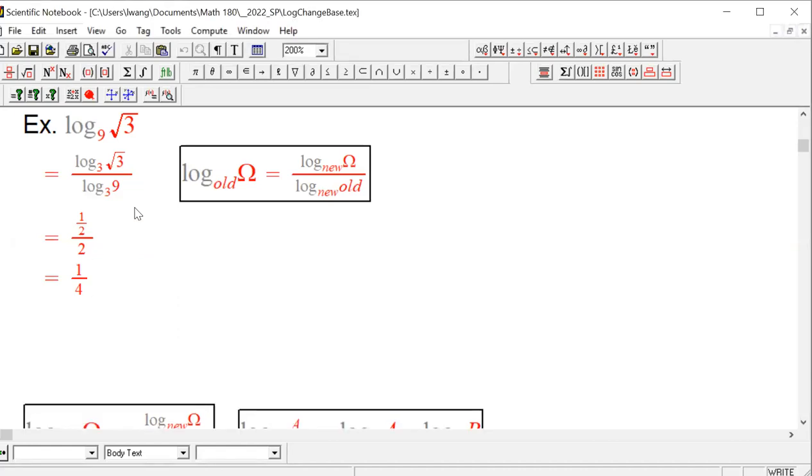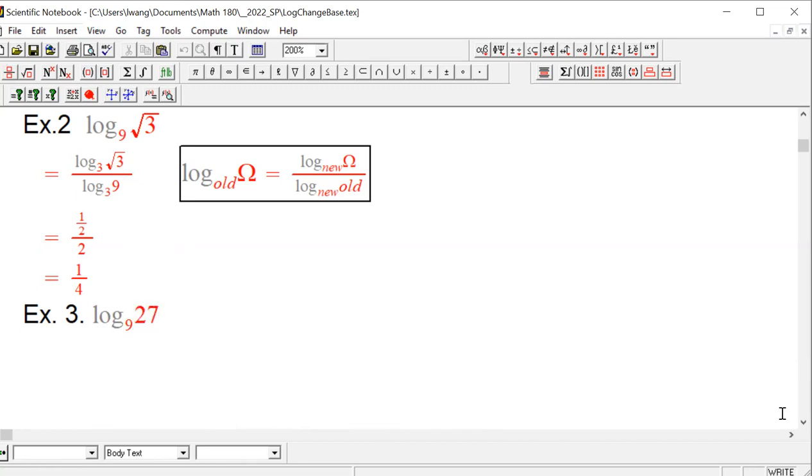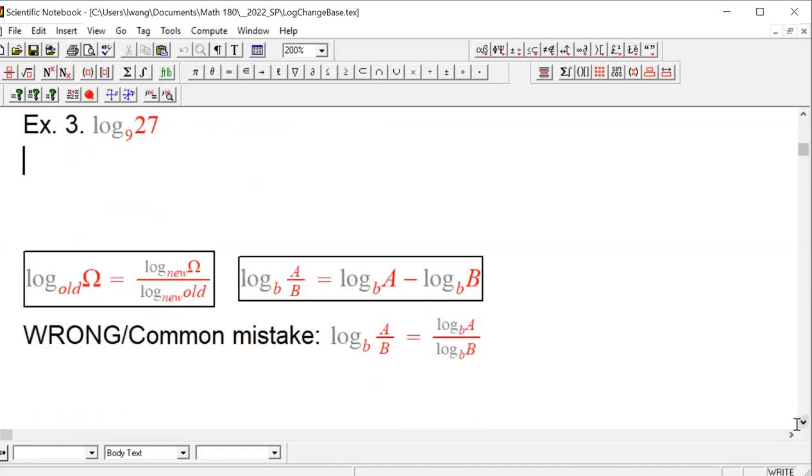And some of the examples we did before, it can be used to do this, right? Let's look at this one. Now, that's example number 2 and example number 3. Okay, we have a log base 9 and then 27, right? We can manipulate 27 to be expressed in terms of 9 to a certain power. So we can try to do this.